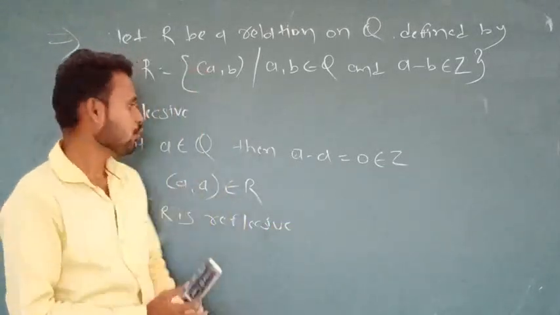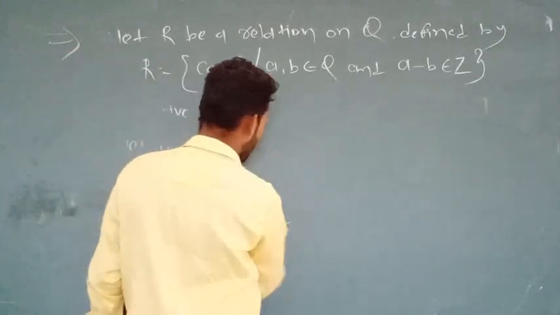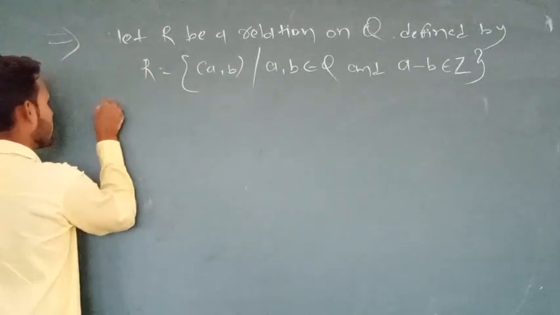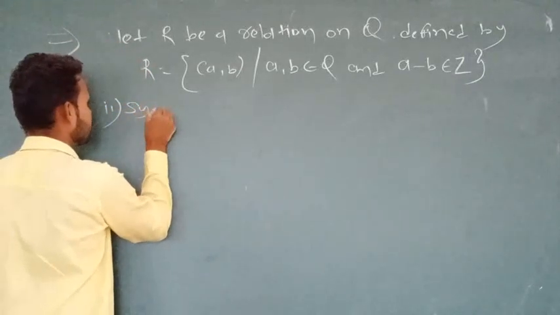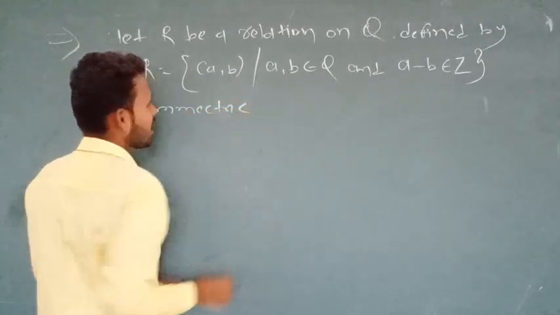The next one, we have to show R is symmetric. Then next we have to show R is symmetric. Therefore, second, we have to show R is symmetric.